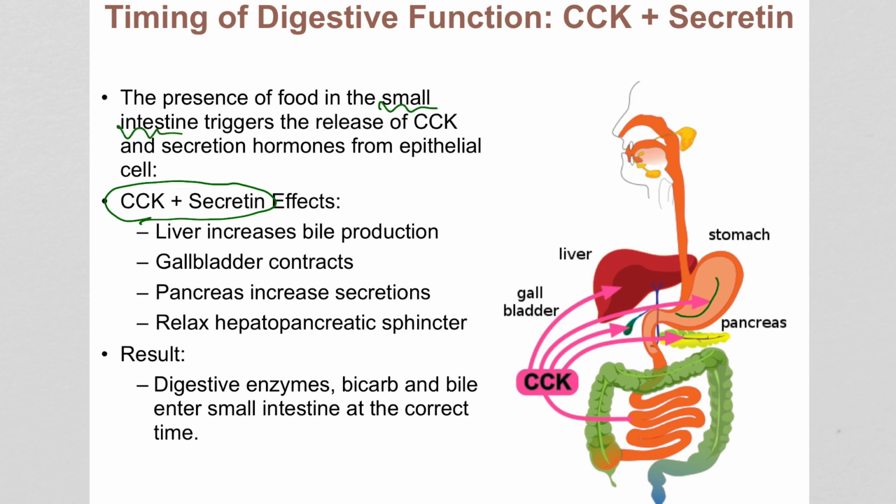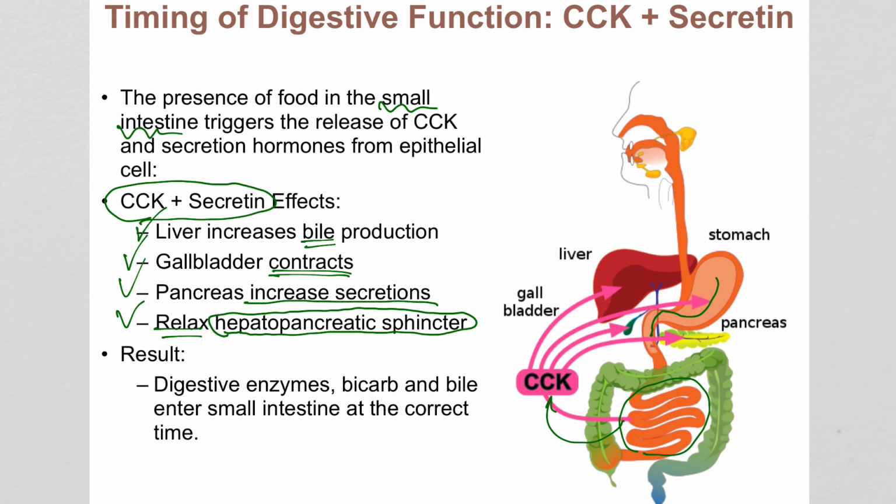So when the stomach empties into the small intestine, the epithelial cells of the small intestine release CCK and secretin, and those hormones have target cells in four different places. On the liver, which increases the production of bile. On the gallbladder, which stimulates contraction, right, to push stored bile out to the small intestine. In the pancreas, to increase production of pancreatic juice. And this hepatopancreatic sphincter, that is the sphincter that's found at the opening where the pancreatic duct and the bile duct open into the small intestine. We have to relax that sphincter to allow those fluids to move past, enter small intestine.